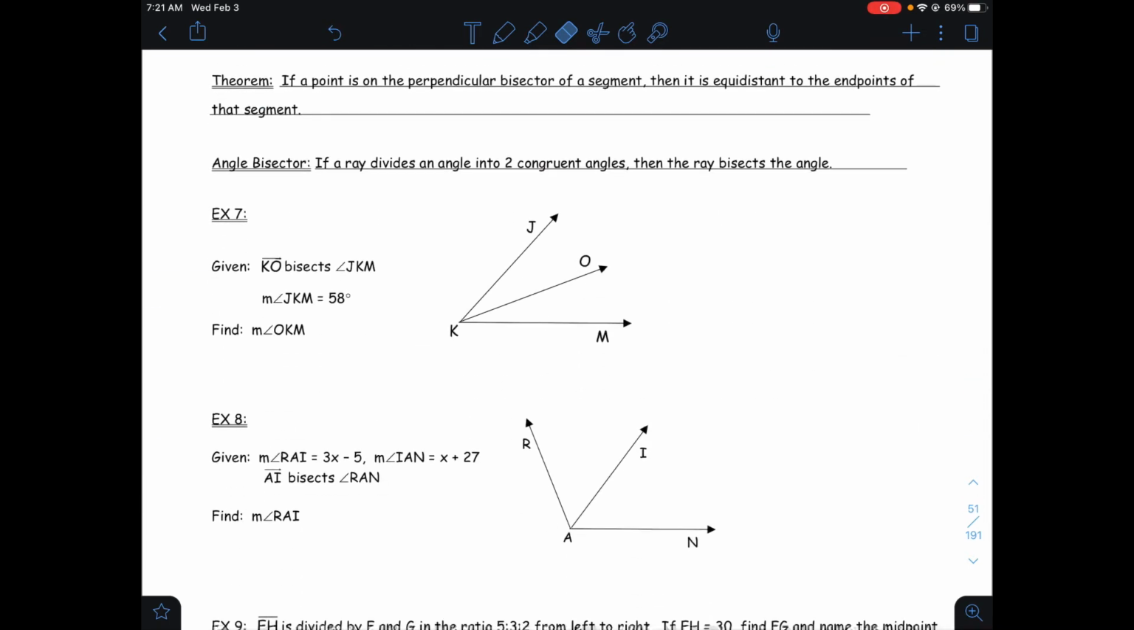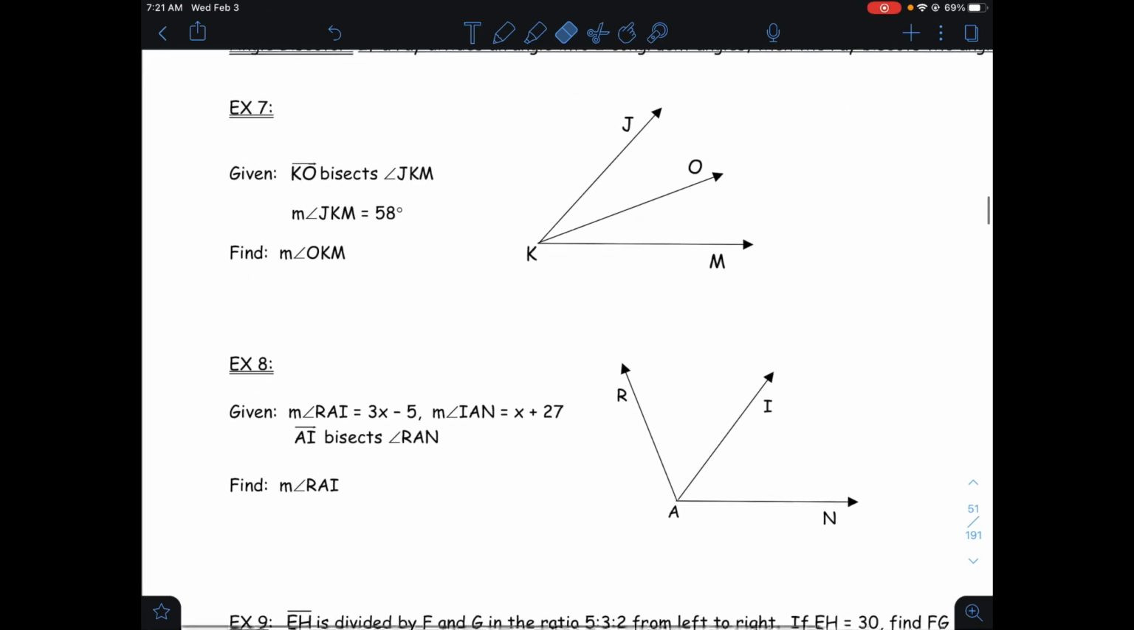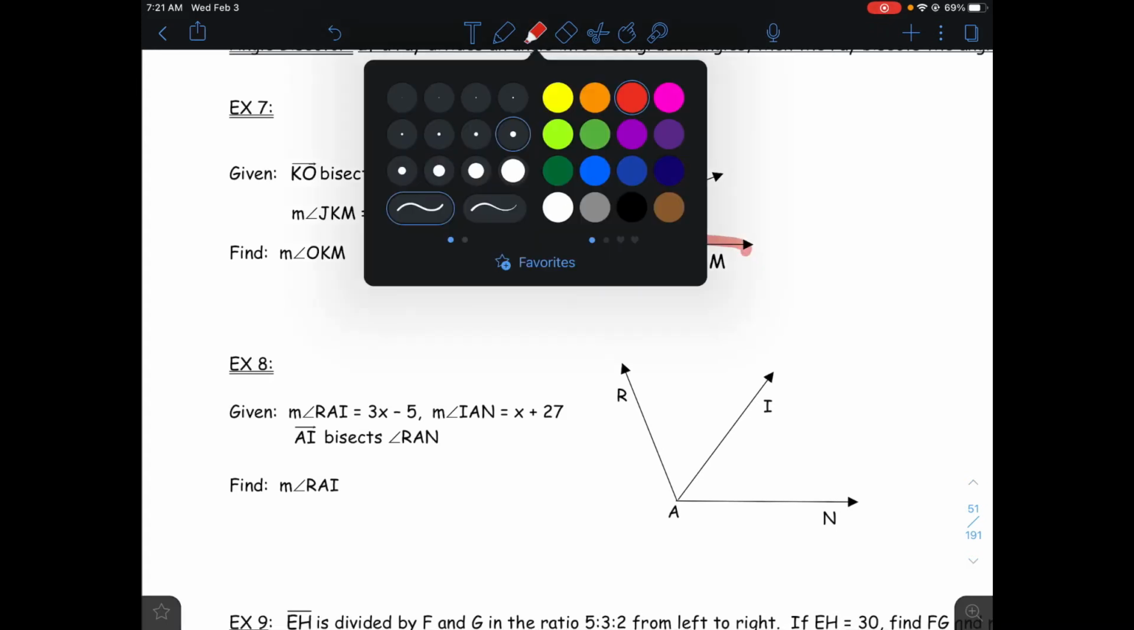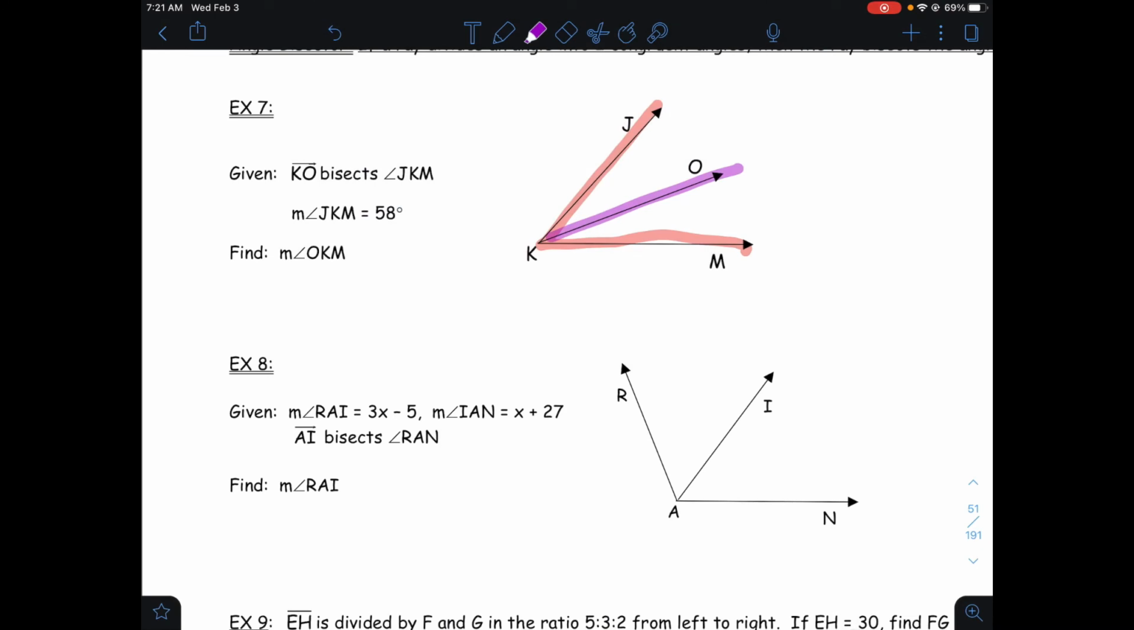Then we got angle bisector. So if a ray divides an angle into two congruent angles, then the ray bisects the angle. All right. So it says, given that KO bisects JKM. So what this is telling us is that this line is cutting this red angle in half. And they also tell us that JKM is 58 degrees. So this entire thing is 58 degrees. All right. They want to know what OKM is.